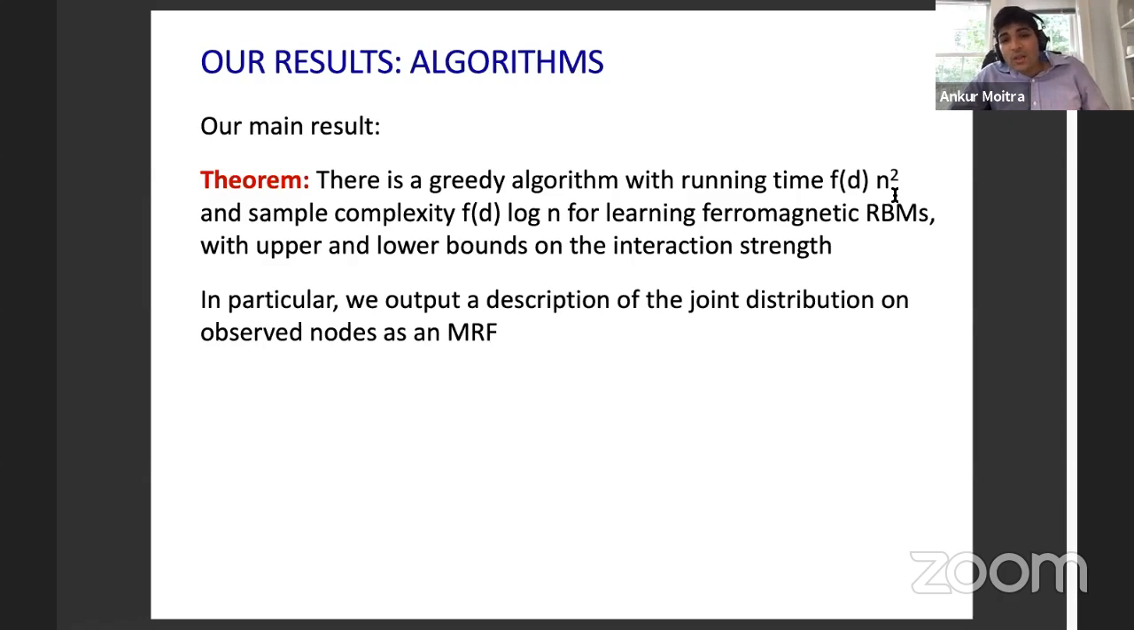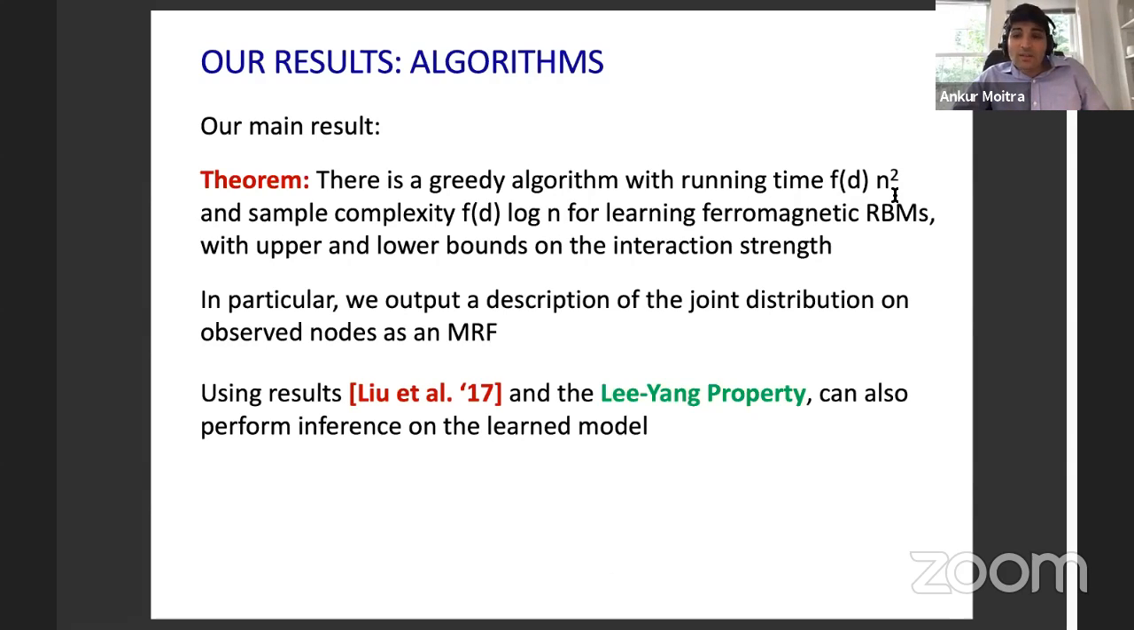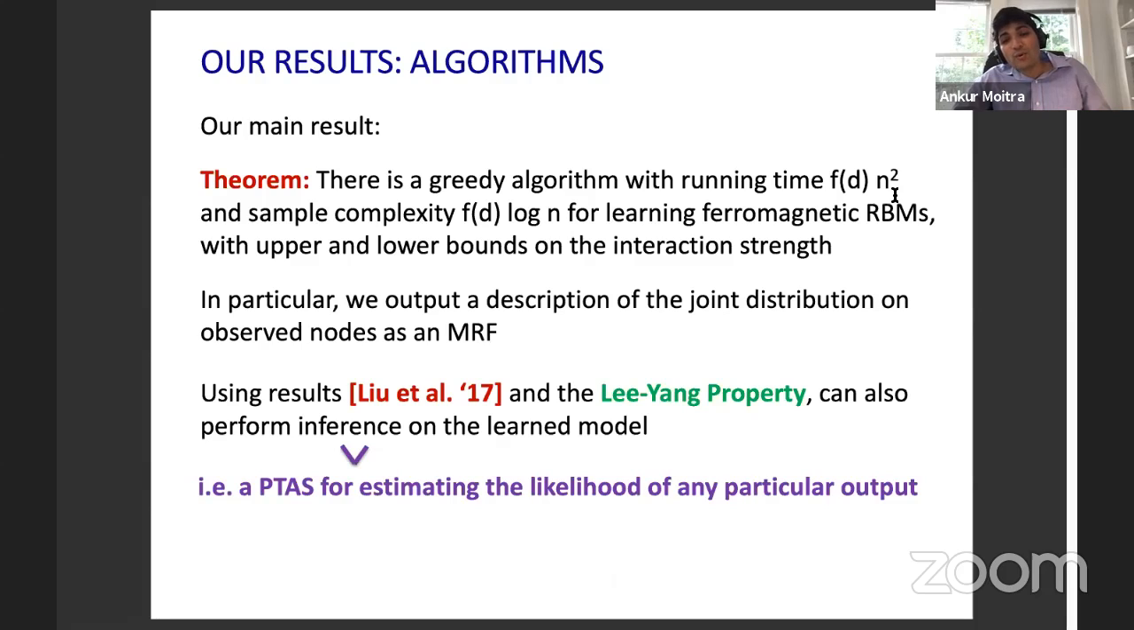You need some kind of upper and lower bound on the interaction strength. Those are the usual technical assumptions, just so that you can identify where the entries in J are 0 or non-zero. And what we do is output a description of the joint distribution as a Markov random field. It turns out that these connections to phase transitions allow us to use that description to do provable estimation and inference in those models.